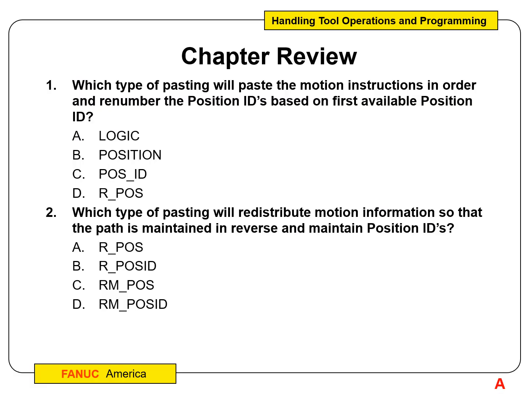So, quick chapter review. Which type of pasting will paste the motion in order and renumber the position IDs on the first available position ID? In order means it's forward. First available position IDs means it's going to be position. Which type of pasting will redistribute motion? That's an R, so the pass, maintain, and reverse. Redistribute motion is an M. So reverse and maintain is RM, and maintain position is ID. So we know it's an RM, and we know it's position IDs.